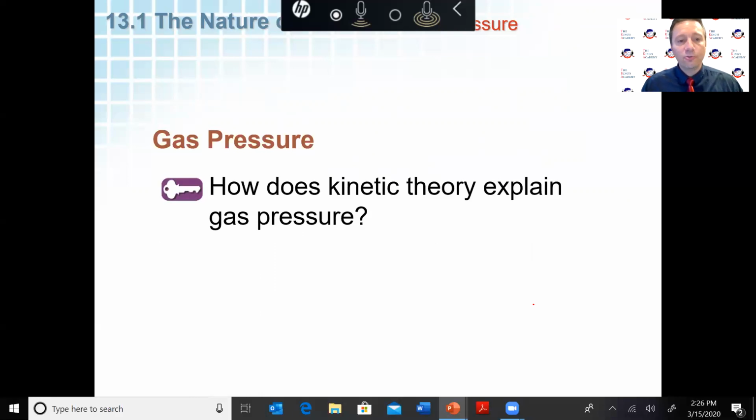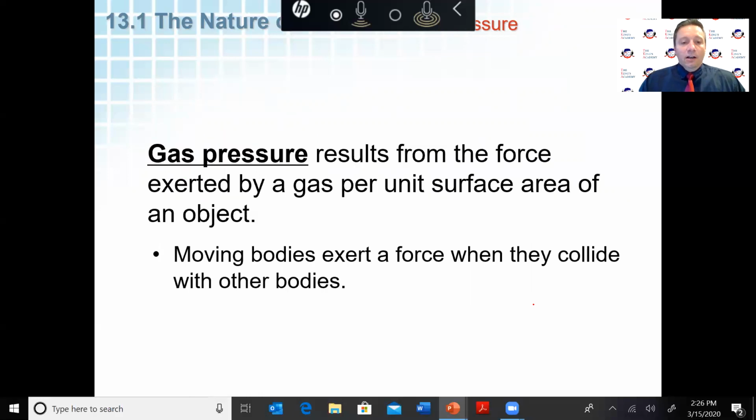All right, so we're going to talk a little bit here about gas pressure. How does kinetic theory explain gas pressure? First off, gas pressure results from the force exerted by gas on an object. Moving bodies exert force when they collide.